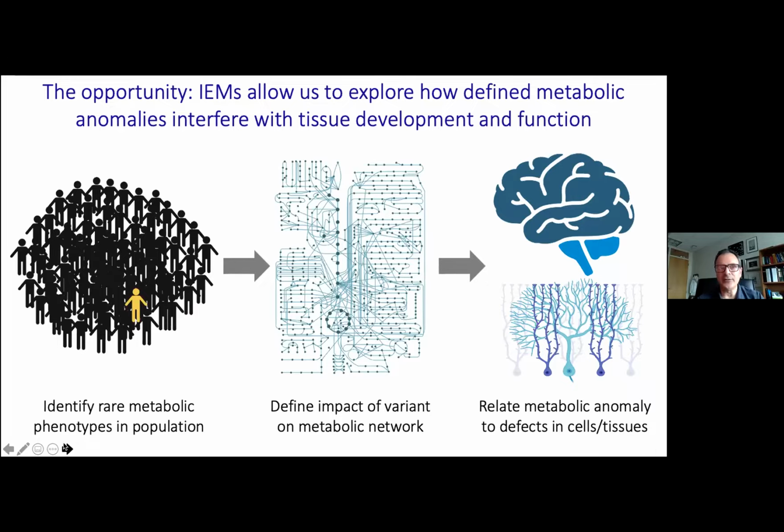So the state of the field is that we do okay, I think pretty well with the first part, but still pretty poorly on that last crucial part, linking metabolic anomalies to processes in cells that are not intuitively metabolic, but which ultimately determine tissue function. And that's where I think we can make progress. And I'm going to present 4 areas of need.